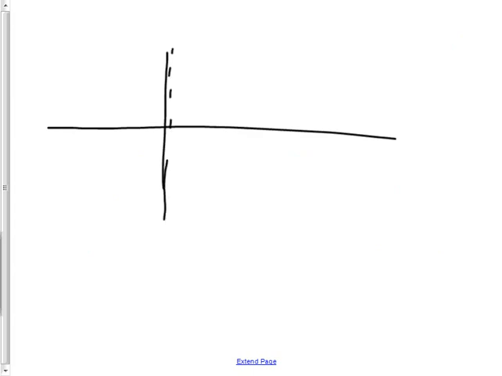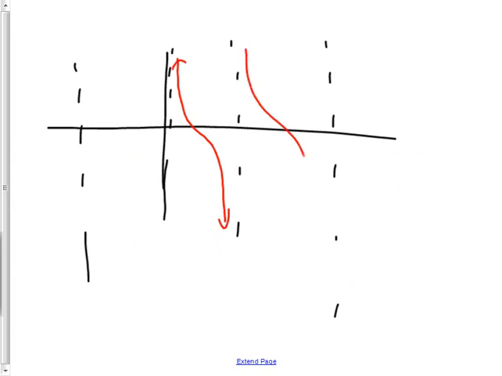Tangent was different. Cotangent, they don't swoosh up like this. See if I can do it now. There we go. They go down like this for cotangent. So once you've got the asymptote lines, it's really, really easy to just finish the graphs.